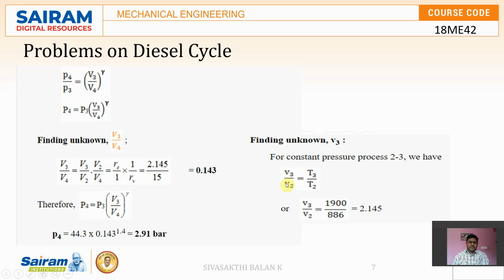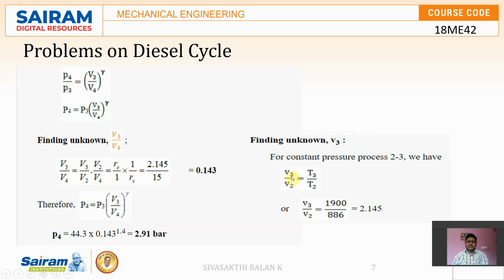So, V3 by V2 is the volume change between the process 2 to 3, and it is a constant pressure heat addition process, and we know the general relation PV is equal to MRT. In this process, pressure, mass and R are constant.